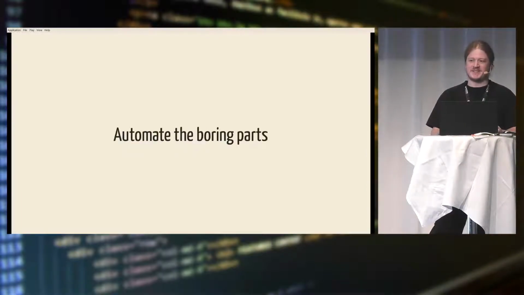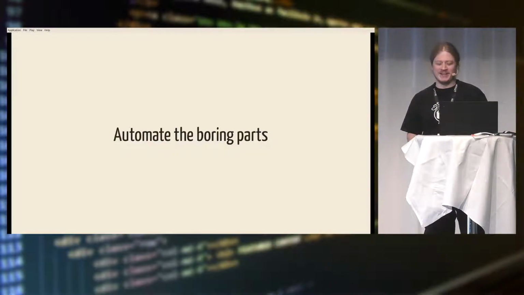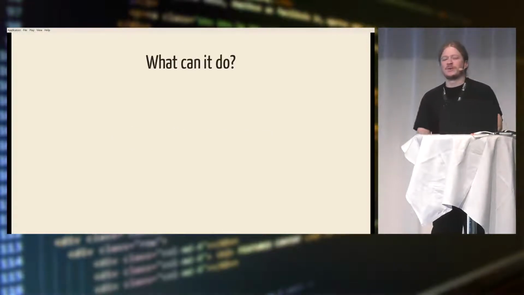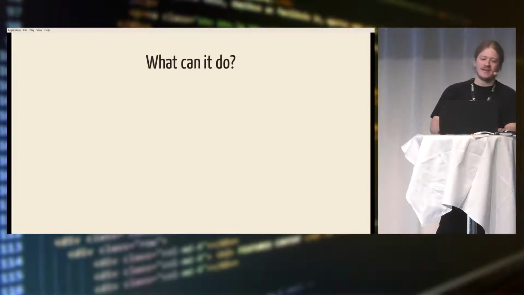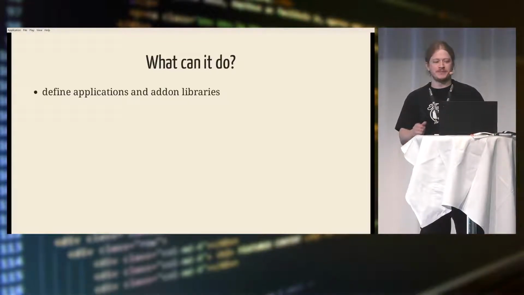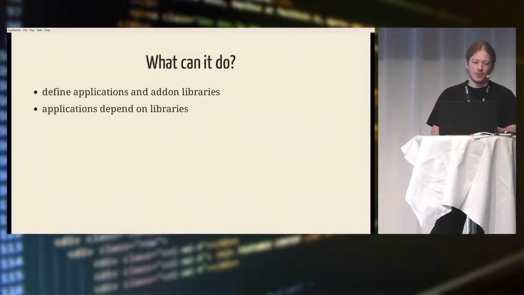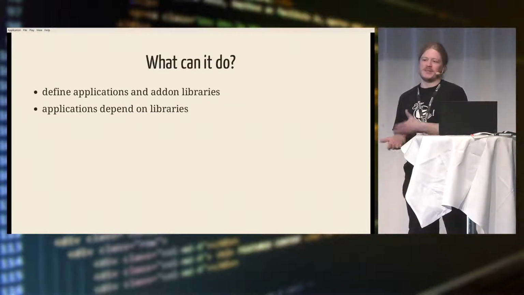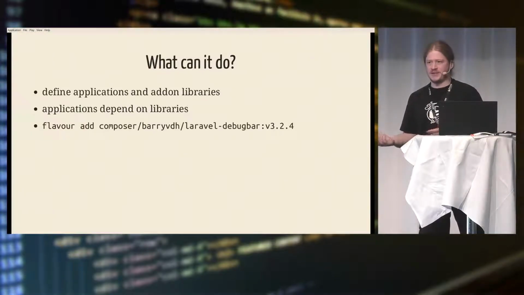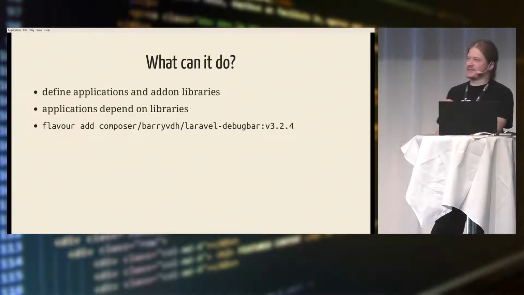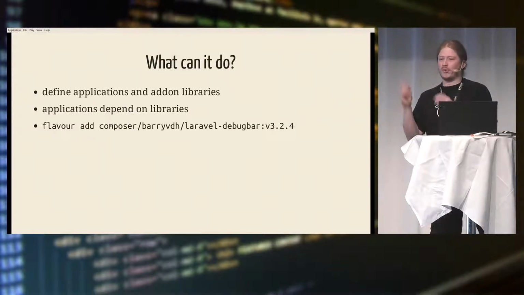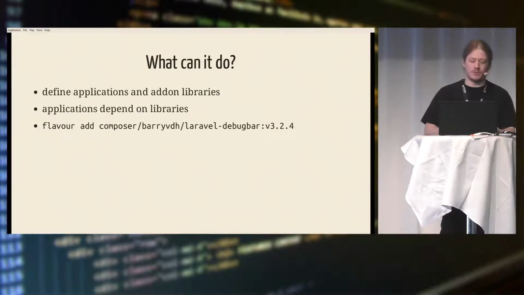So we want to automate this. Those are tedious, boring tasks. We want to avoid making mistakes there. So what can Flavors do today? We can define applications and pluggable libraries as add-ons. We can specify a list of add-ons that an application depends on. We can install and uninstall and upgrade those add-ons for an application with just a single command, including all the boring tasks, running post-installation commands and whatnot.